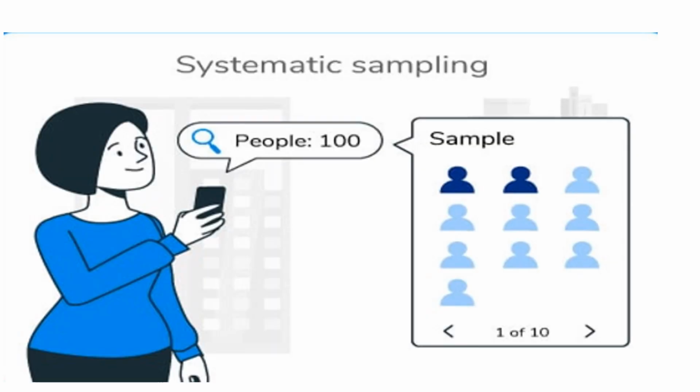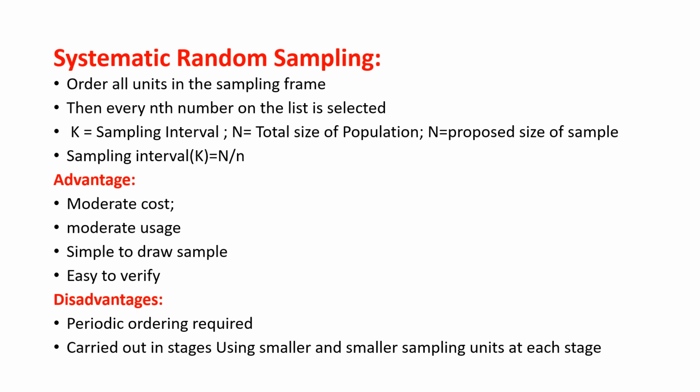Now coming to the third one, that is systematic sampling. Here we follow a typical rhythm to choose the sampling units from the sampling frame. Supposing we decide that from 1 to 100 there are students, and from that every nth student is taken. So this is following a system. So order all units in the sampling frame and then every nth number on the list is selected.